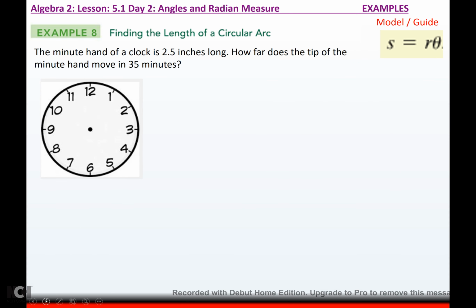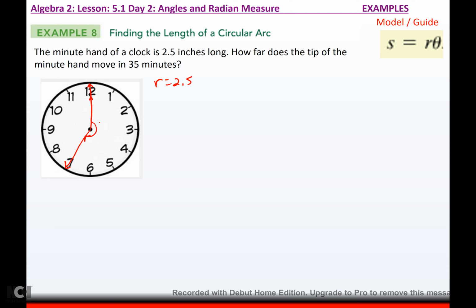Alright, so this one says the minute hand of a clock is 2.5 inches long. You've got the hour hand and then you've got the minute hand. I'm not really concerned about the hour hand. This is 2.5 inches long, so we're going to call that the radius of the circle. And it says how far does the tip of the minute hand move in 35 minutes, so it's going here. Okay? Well, I need to figure out that angle.